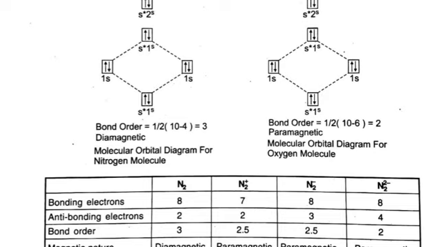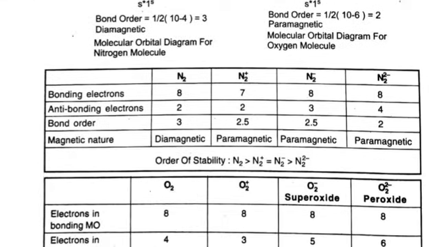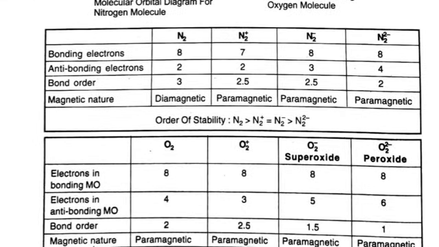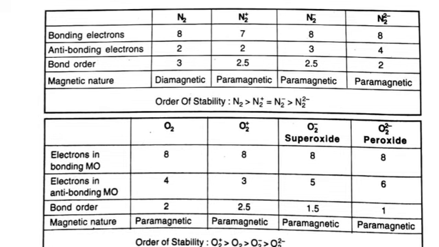diamagnetic. And the molecular orbitals for the different molecules, you can see here the bonding electrons and anti-bonding electrons. This is the table by which you can remember which of the species are diamagnetic or paramagnetic. Order of stability: N2 is greater than N2 plus, which is equal to N2 minus, which is greater than N2 2 minus.